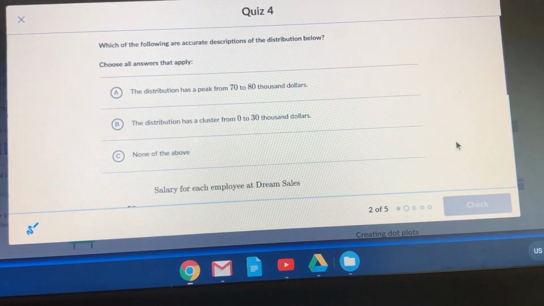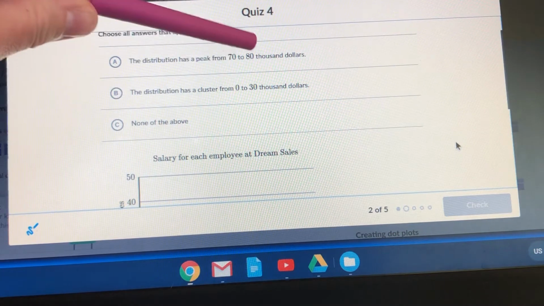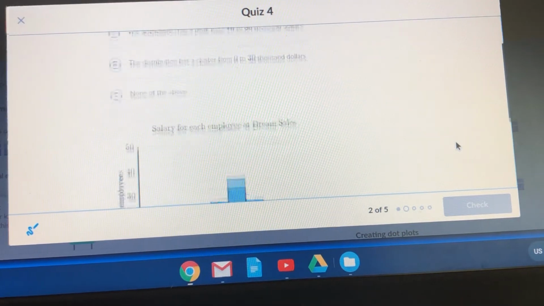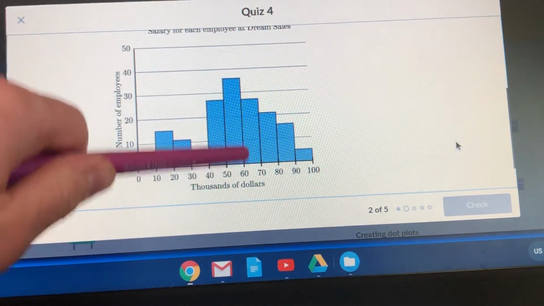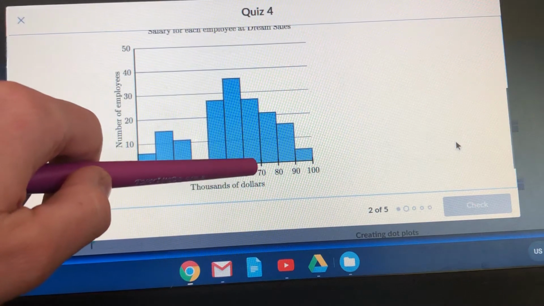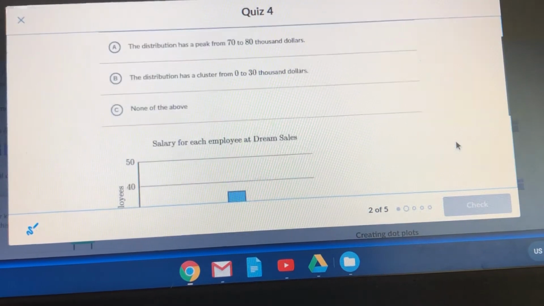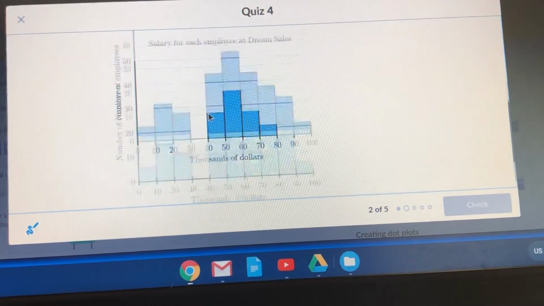Which of the following are accurate descriptions of the distribution? So I'm looking for a peak from 70 to 80, a cluster from 0 to 30, or none of the above. So we have here a peak at 50 to 60. We do have a cluster from 70 to 80, so that could work. I'm sorry, cluster from 0 to 30. So there's not a peak from 70 to 80. 0 to 30 is a cluster, so we could go with that.